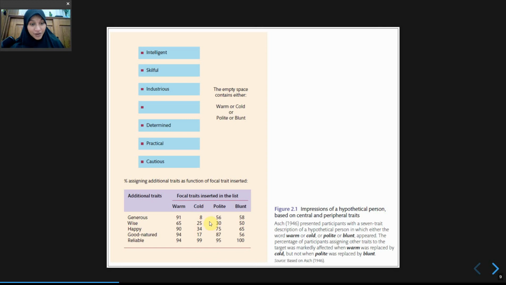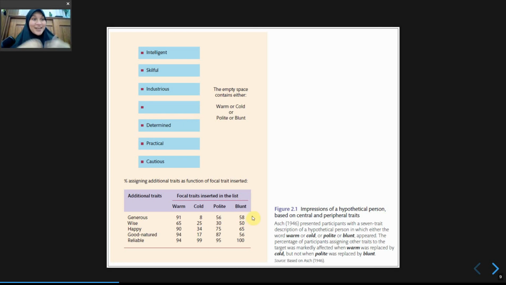So we could see that most participants in the groups who were given the sets of characteristics with cold in the blank box tended to see this person in a more negative light compared to the groups who were given warm in the blank box. But interestingly, if we compare the participants who were given polite and blunt, there were no meaningful differences between these two groups, which means that it doesn't matter if we put polite or blunt in this blank box, it wouldn't change the overall impression of participants in both groups.